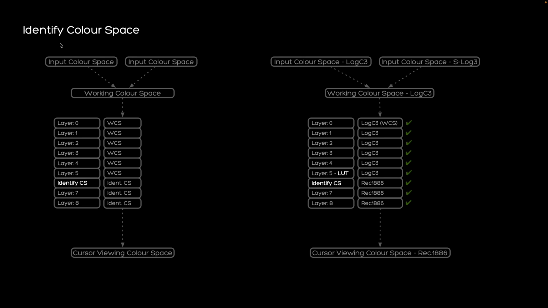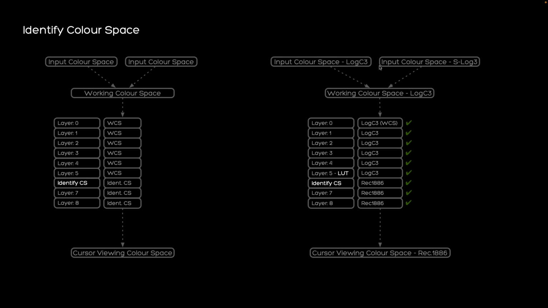So then we have a very similar logic. We have input color spaces. They're all converted to the preferred working color space. Then Baselight assumes the image is in the working color space up until a certain point in the stack where the user inserts a color space operator. And I will show how this is done in a moment. It's set to identify color space, and then we re-identify the image correctly as our viewing color space or as our grade result color space. In most cases, that will be Rec 1886. And then the image flows through the stack in the correct state up until the cursor viewing color space.